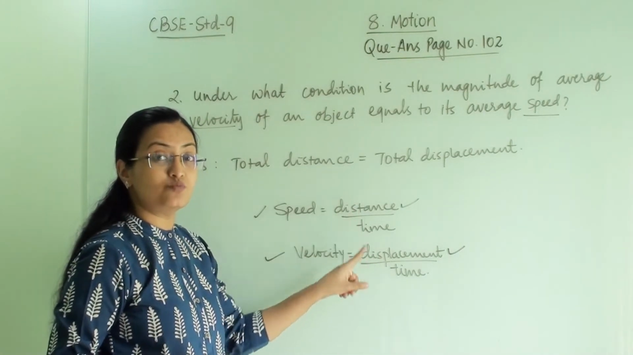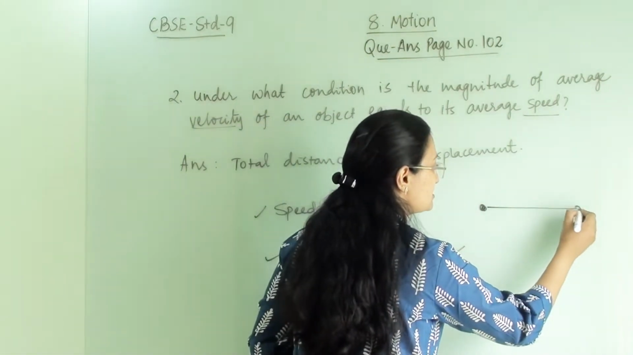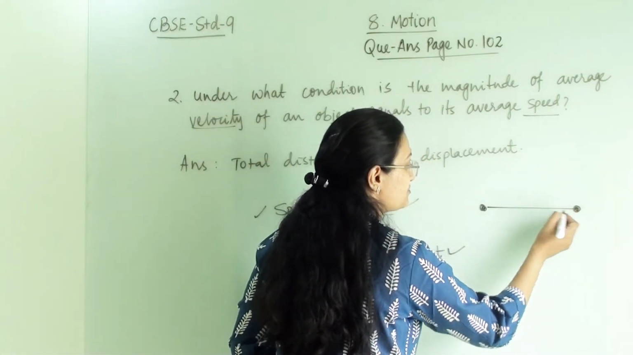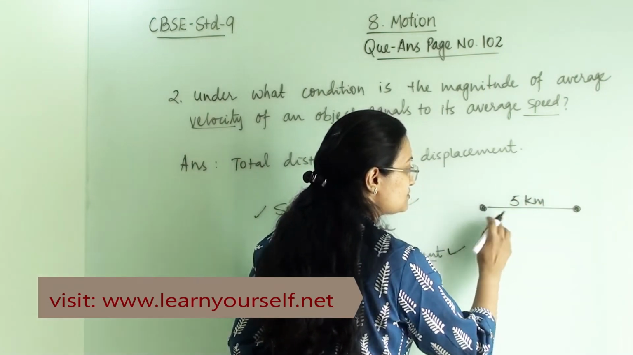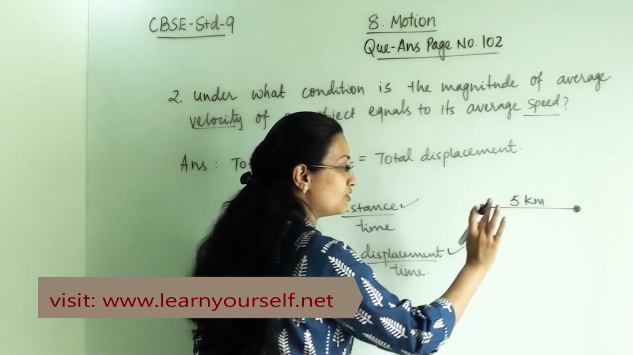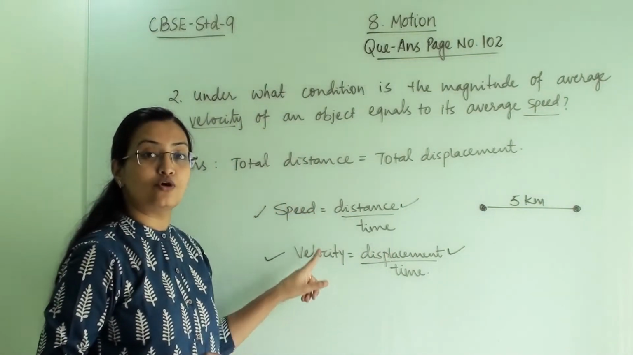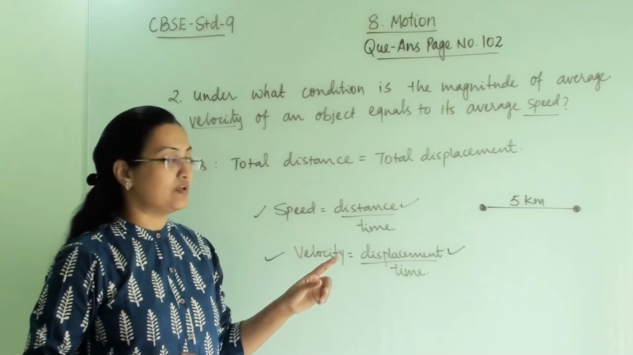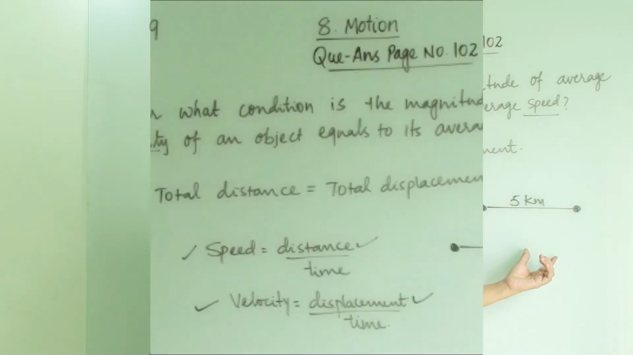So when both are equal, if the object has started from this point and reached this point, and it is 5 km, then the distance is the same and the displacement is also the same. In that case, the magnitudes of speed and velocity will be the same: 5 km distance, 5 km displacement.